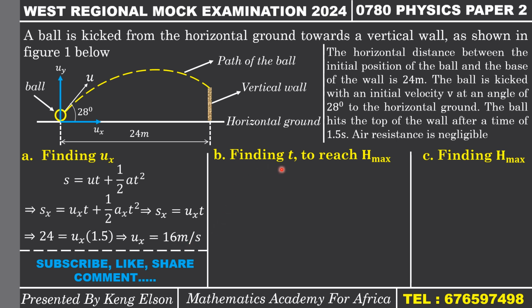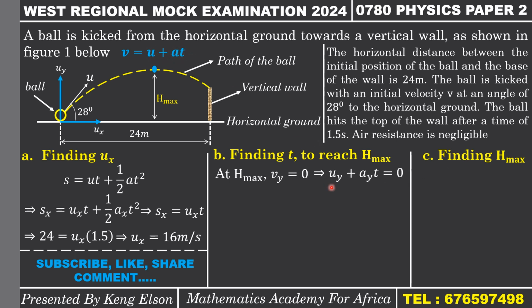Question B, find the time to reach the maximum height. So first of all, we need to come to the diagram and try to indicate the maximum height. So this is the position of the maximum height, and this maximum height is the height above the ground. Now at maximum height, the vertical final velocity of the ball is 0, and with that we use the equation of motion that says that v is equal to u plus at. But since I'm involved with the vertical component, I will have vy is equal to uy plus ay times t.